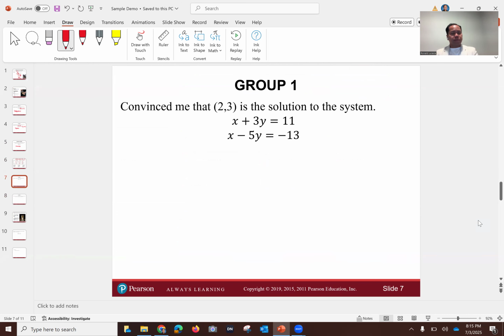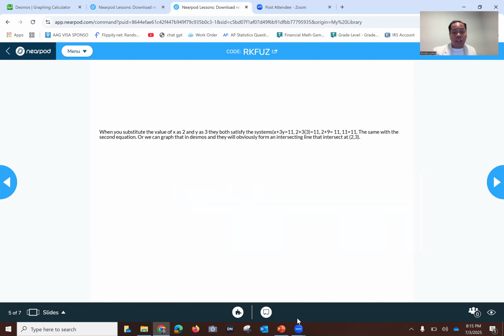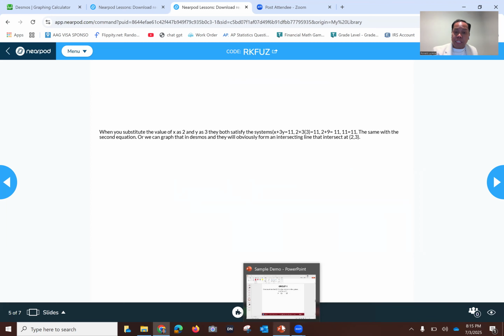So let's check the group of Maria Liani and Jessa. Convince me that (2, 3) is the solution to the system. They put there, when you substitute the value of x as 2 and y as 3, both satisfy the system. x plus 3y is equal to 11. The same with the second equation. Or you can just graph it in Desmos and they will obviously intersect at (2, 3).